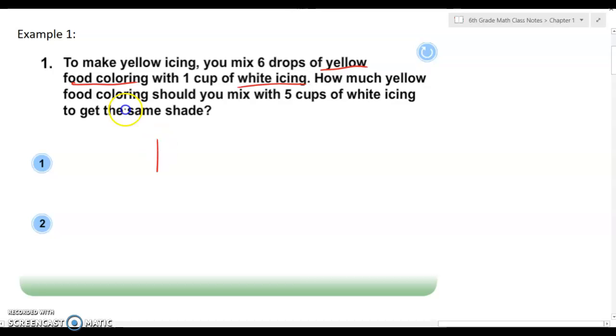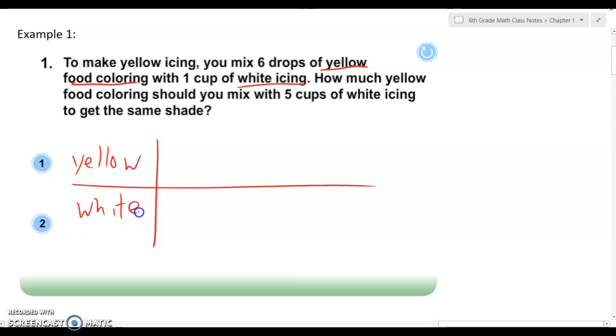So in the ratio table, you'll start a ratio table like this, and in one section you're going to write yellow food coloring and white icing. So I'm just going to use yellow and white just to make it easier. So it says 6 drops of yellow food coloring. So I'm going to put 6 next to the yellow food coloring and 1 for the cup of white icing. Okay. So now it's asking how much yellow food coloring should you mix with 5 cups of white icing. So I need to get to a 5 over here. Okay. Because it says 5 cups of white icing.